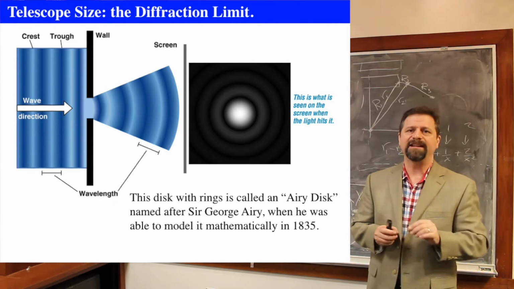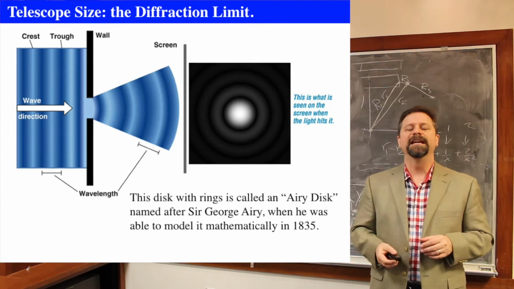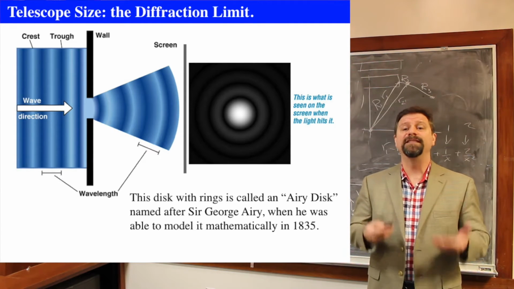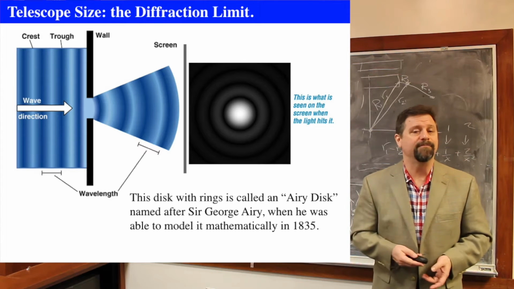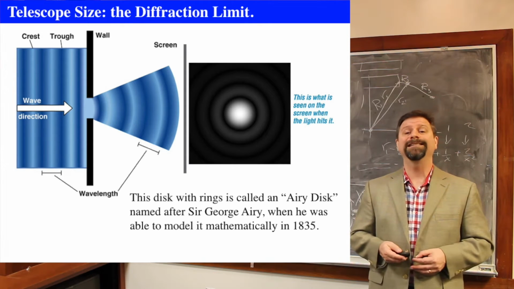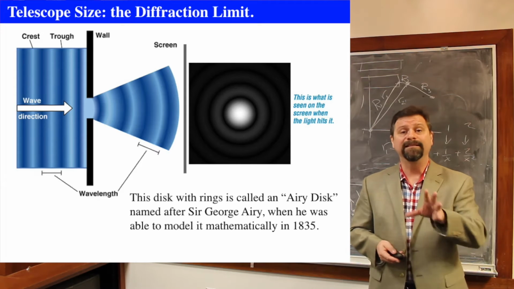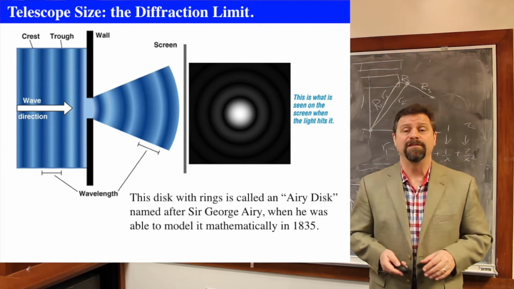You get a bright central peak and then rings that surround it. And these rings are called Airy disks. The Airy disk is, of course, named after Sir George Airy, who modeled it mathematically. Well, he didn't discover it. He modeled it correctly mathematically in 1835.